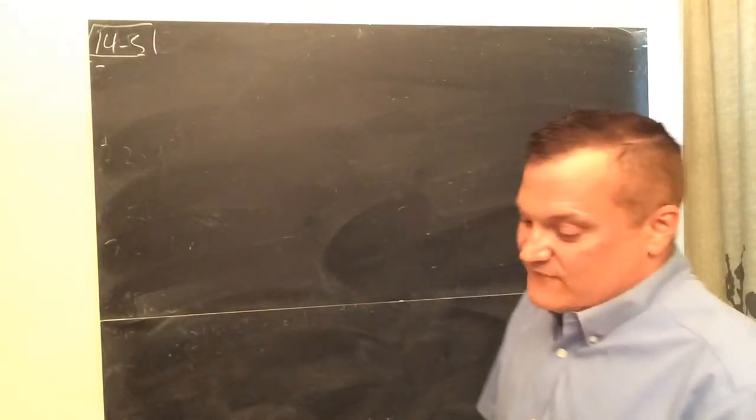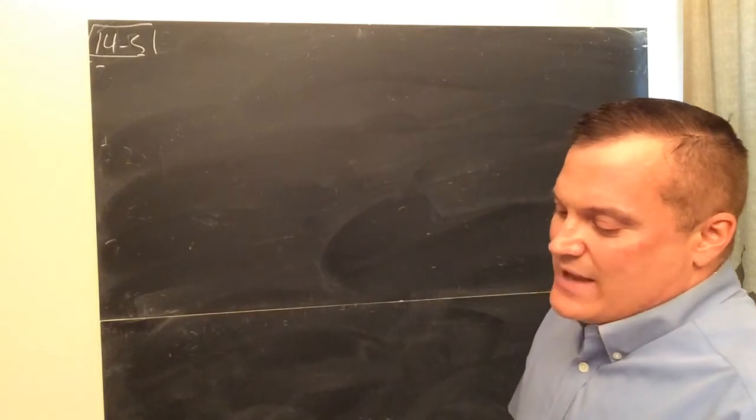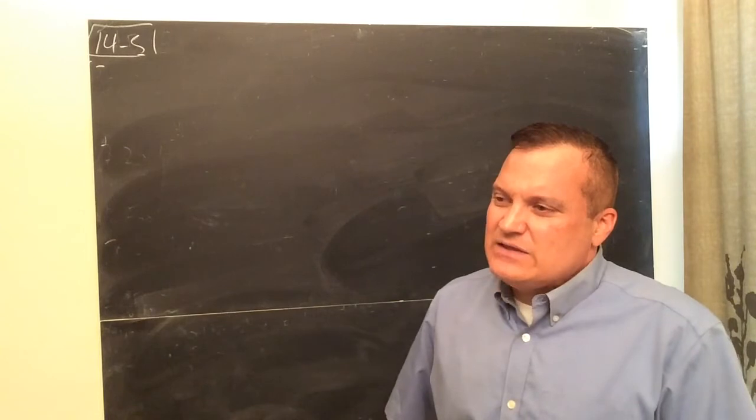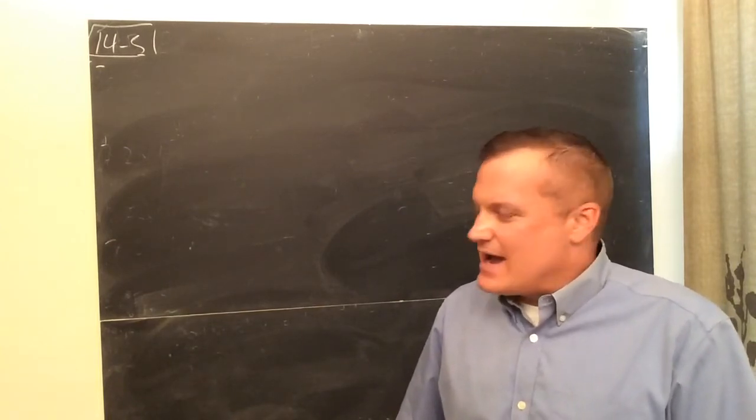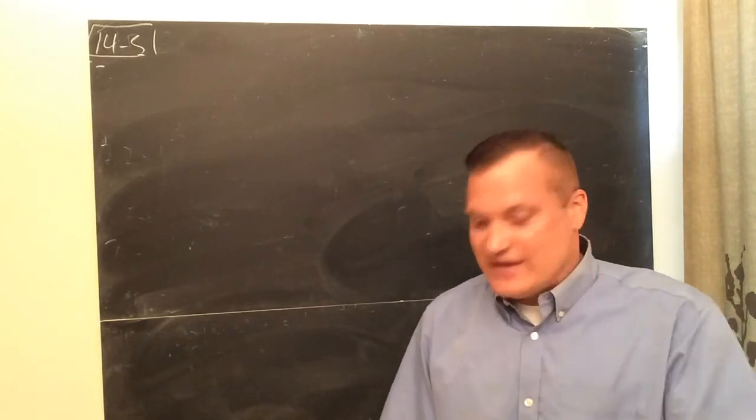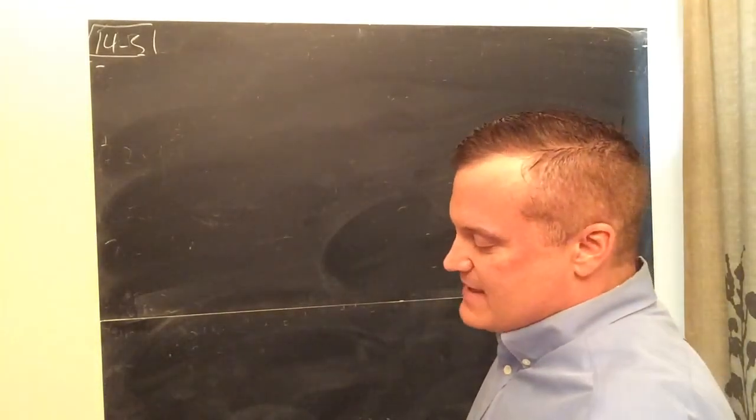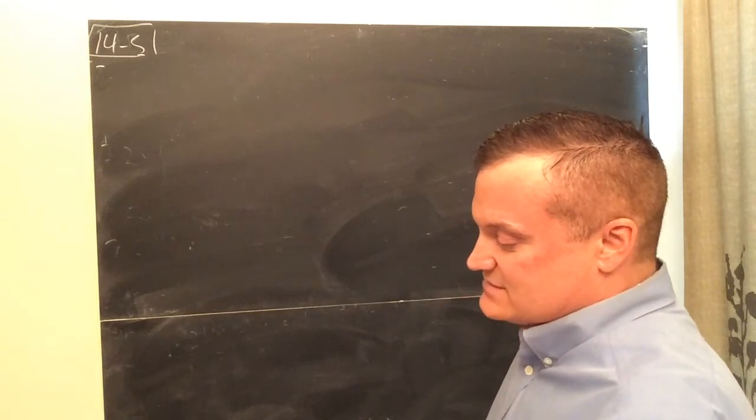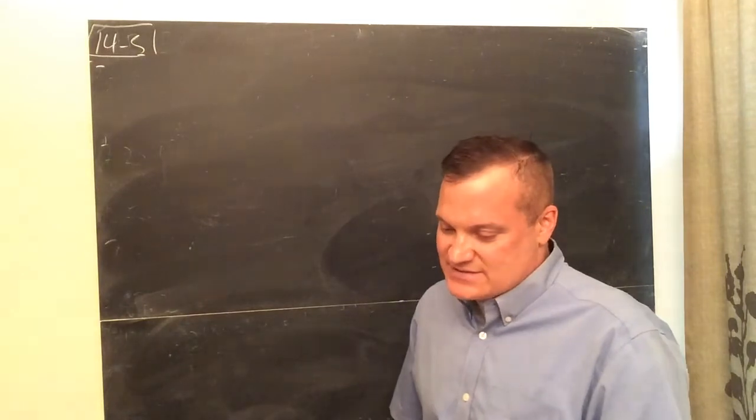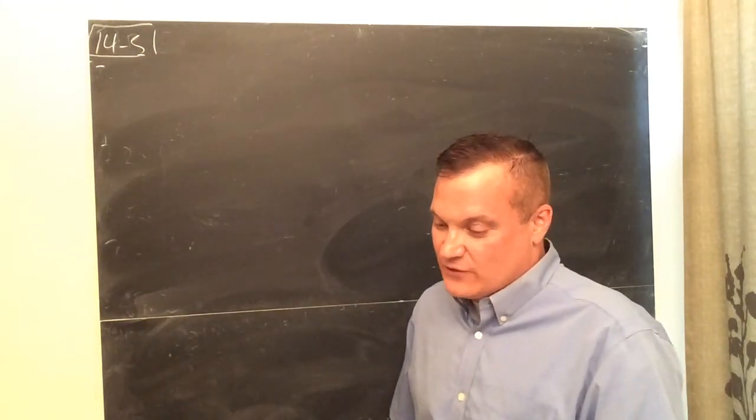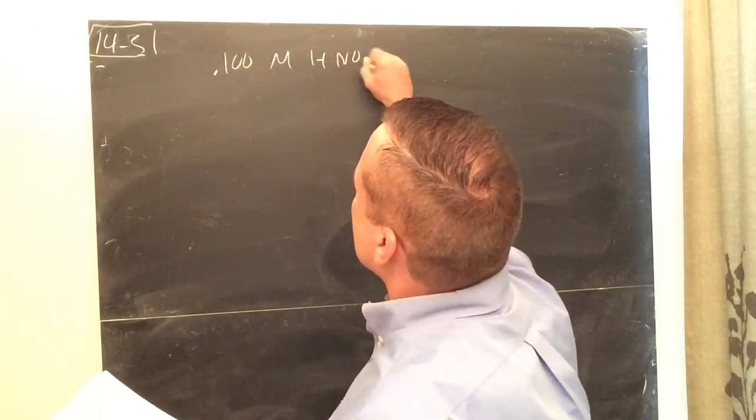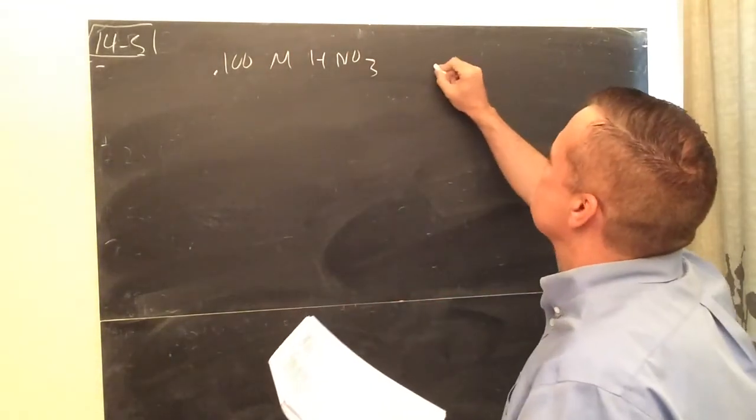All right, 14.5b. Okay, calculating pH for a mixture of different acids. I do not see this on the AP. I've looked through. I'm going to tell you how they could treat it. It says a solution is made of a mixture of acids. A solution prepared from a mixture of acids is 0.100 molar HNO3 and 0.100 molar HOCl.